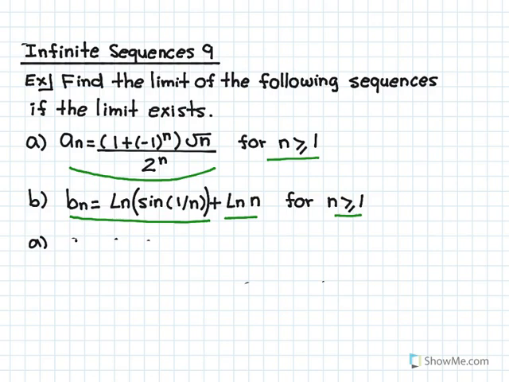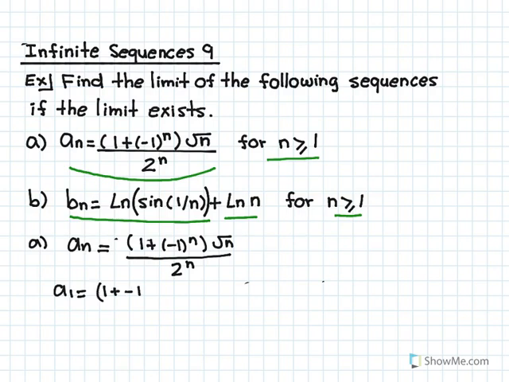For part A, we have a_n is equal to 1 plus negative 1 to the n times root n divided by 2 to the n. Let's compute a few terms. So let's put n equals 1. a_1 is equal to 1 plus negative 1 to the power of 1, which is negative 1, so 1 plus negative 1 times root 1 divided by 2 to the 1, we're going to get 0. In fact, all the odd terms will be 0.